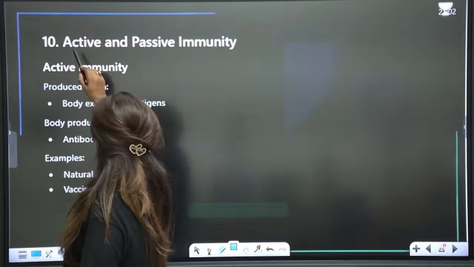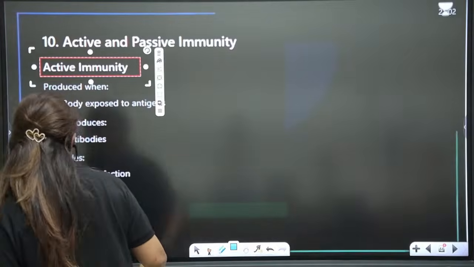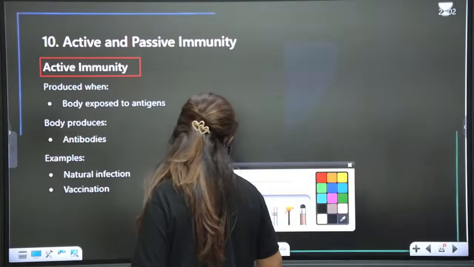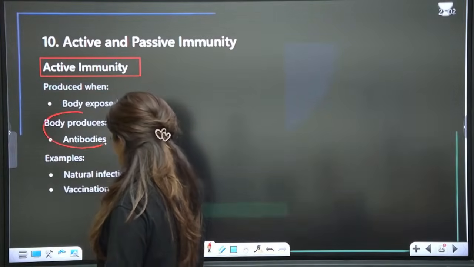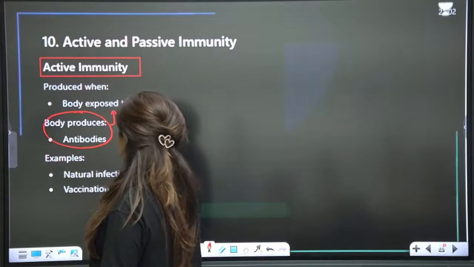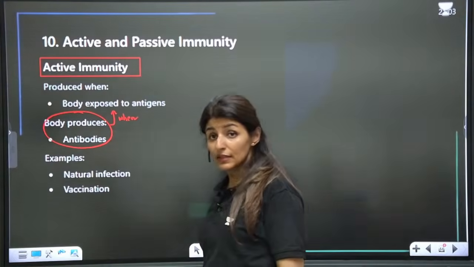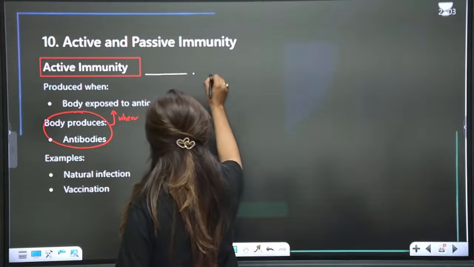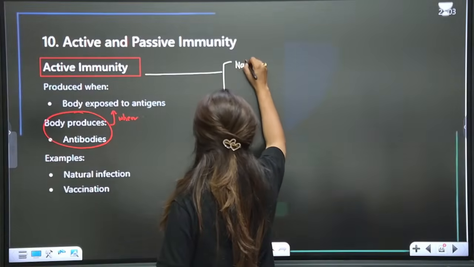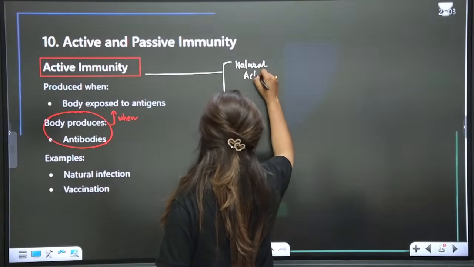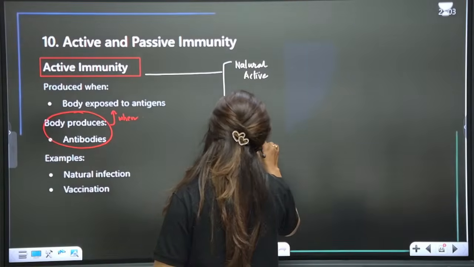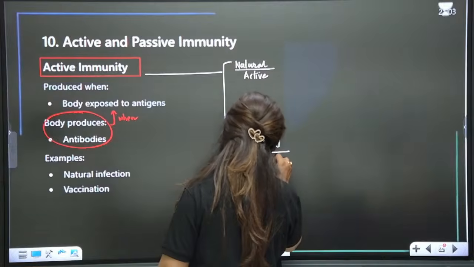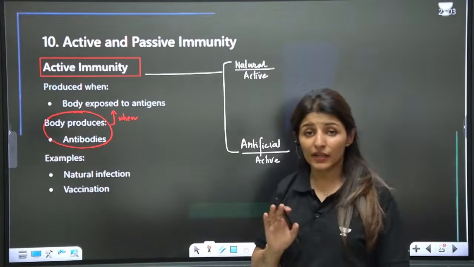Then guys, we have two types of immunity. One is active immunity and then we have passive immunity. What is active immunity? So when the body produces antibodies on its own. So see, that is very important. What happens during this? Body produces antibodies when exposed to antigen. Is that clear? This is active immunity. Now, active immunity can further be of two types. We have natural active and artificial active. Now, whether it is natural or artificial, one thing is sure, the body is going to produce antibodies on its own.